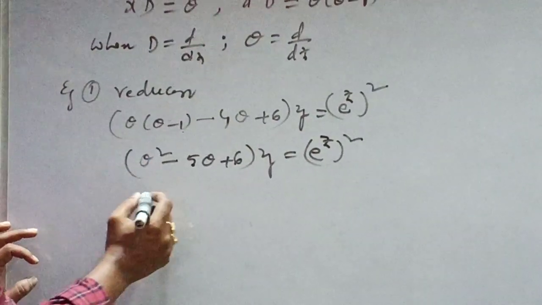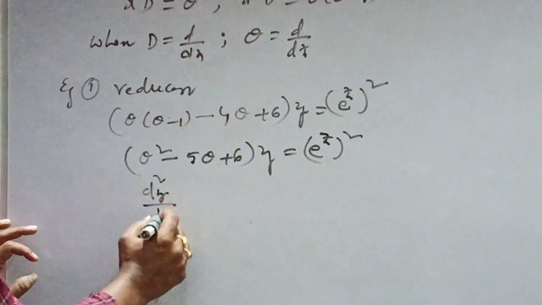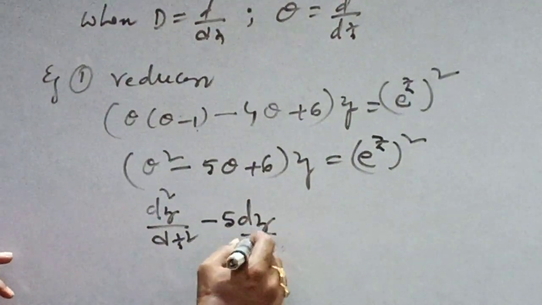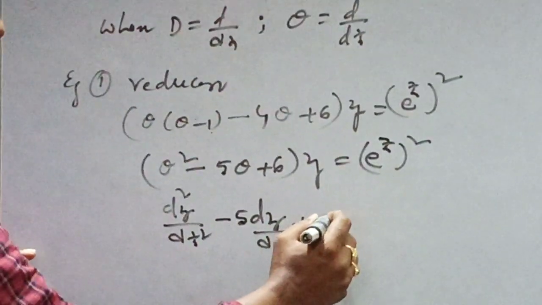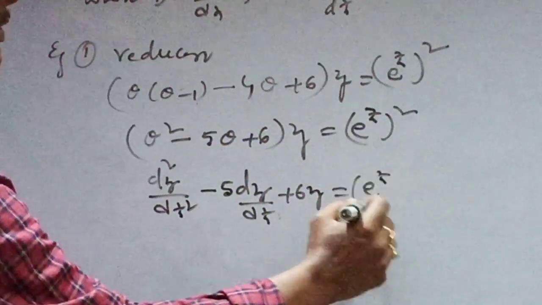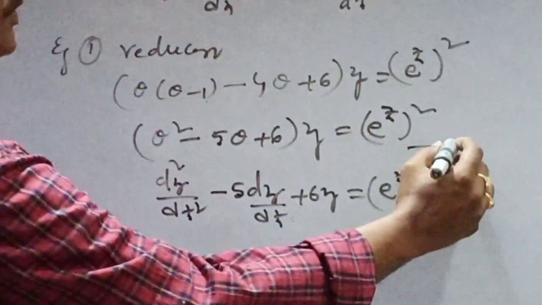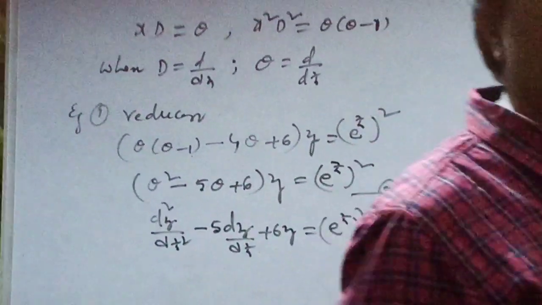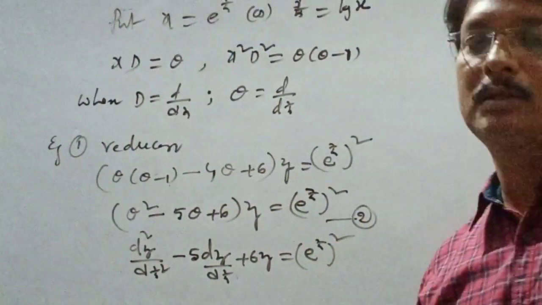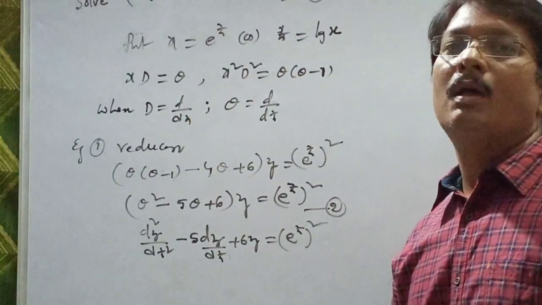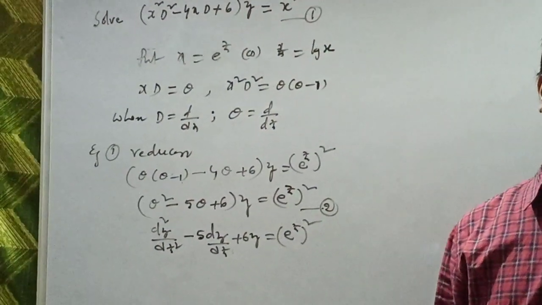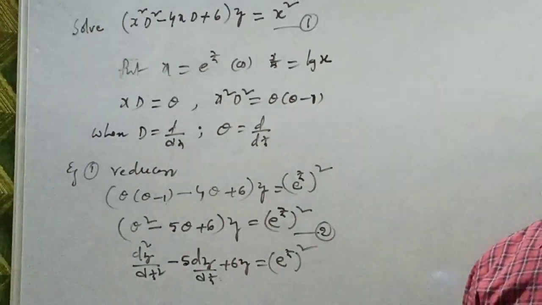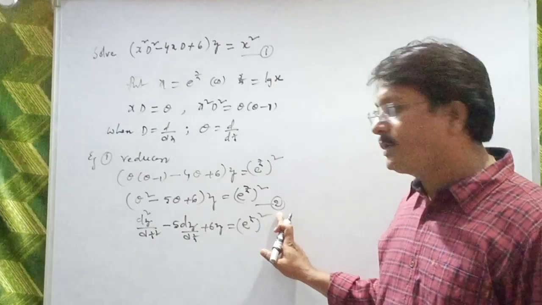Again you observe, this is d square y by dz square minus 5 into dy by dz plus 6y equal to e to the power of z whole square form. Okay, this is equation 2. Now solve this higher order differential equation with constant coefficients by knowing the complementary function and particular integral. Now we are going to find the complementary function and particular integral for equation 2.